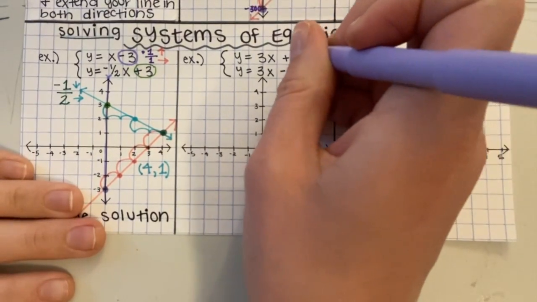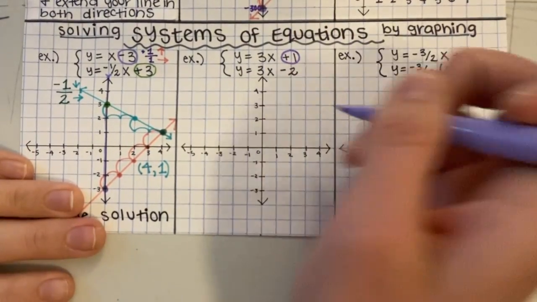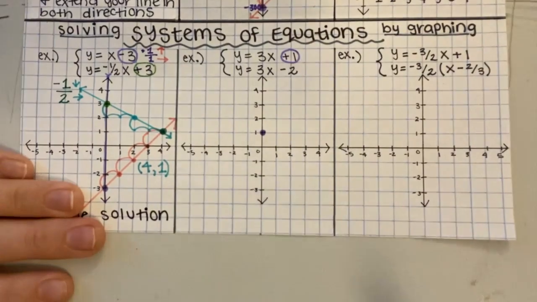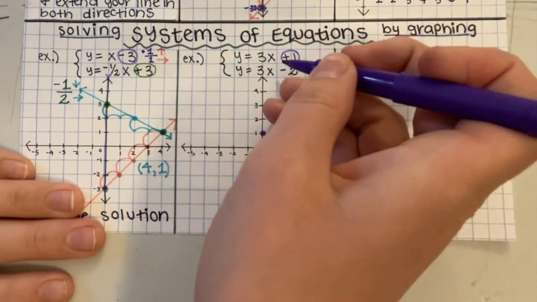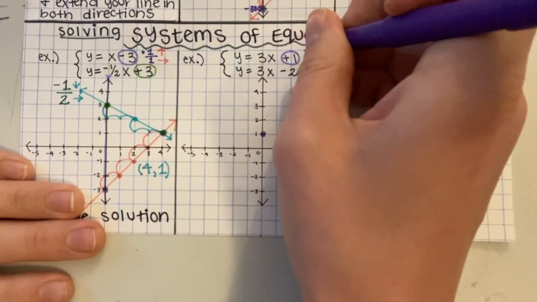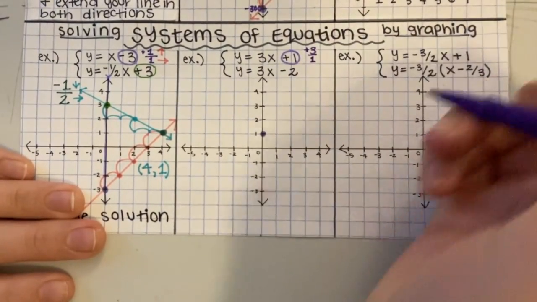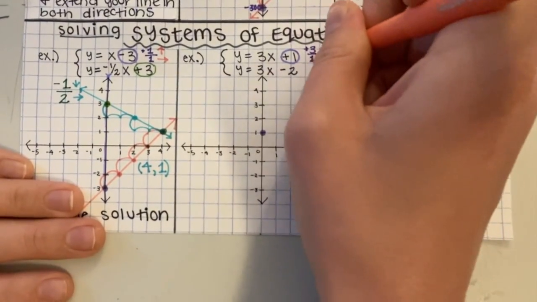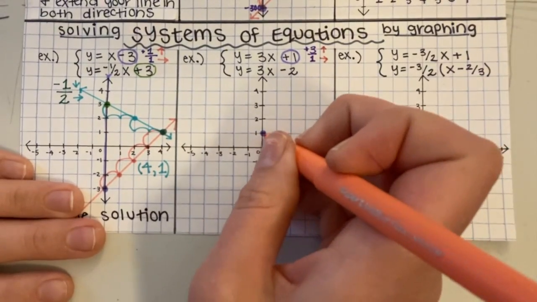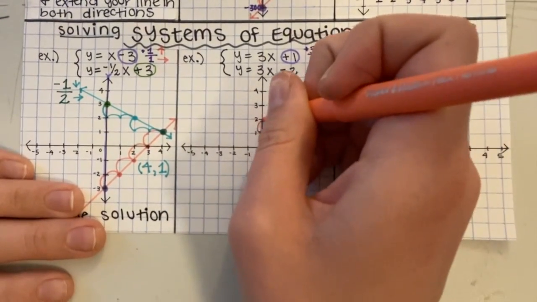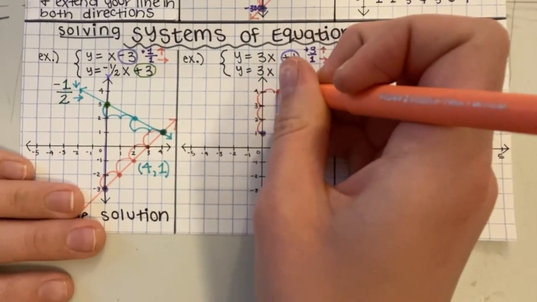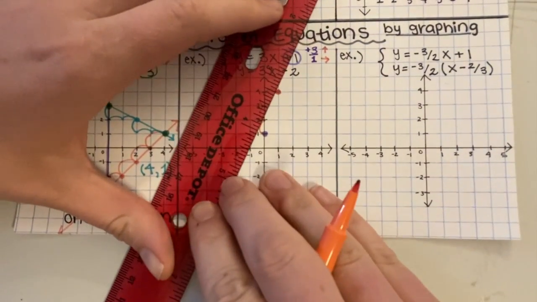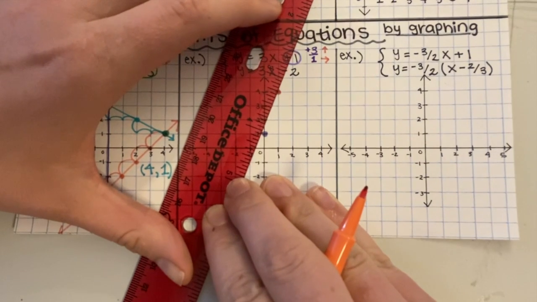This first equation has a y-intercept of positive 1, so I'm going to plot a point at positive 1. It has a slope of 3, which means that we have a slope of 3 over 1, which means that I'm going up 3, right 1. So I can continue this line by going up 3, right 1, and put a point. Then we're going to connect our dots, make sure we're drawing a perfect line.